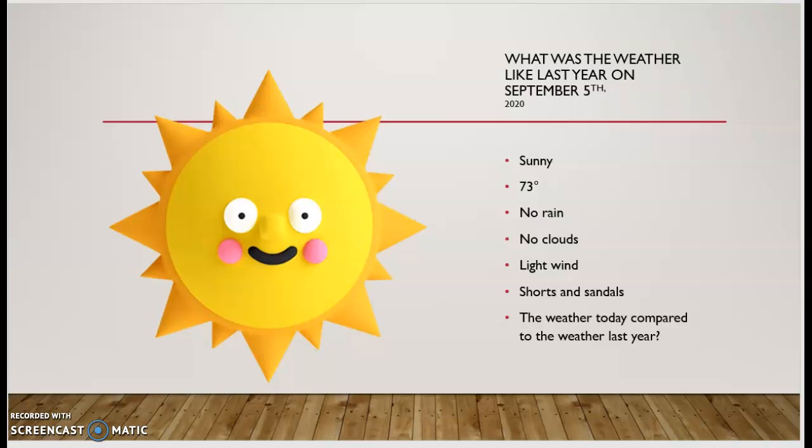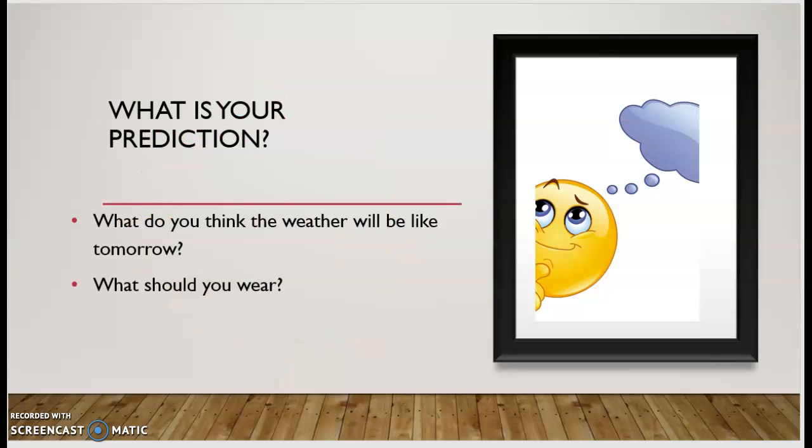All right. So this brings us to our prediction for the weather tomorrow. What do you think the weather will be like tomorrow? And what should we wear? I'll give you guys a second to think about that. What do you think the weather will be like tomorrow? Well, yesterday was pretty cold and rainy, and today was cold and rainy. Do you think tomorrow will be cold and rainy? Or do you think we'll start warming up a little bit? Or will we get colder? What do you think? And what will we wear if it gets colder, if it gets warmer?